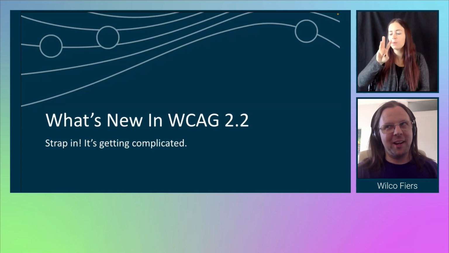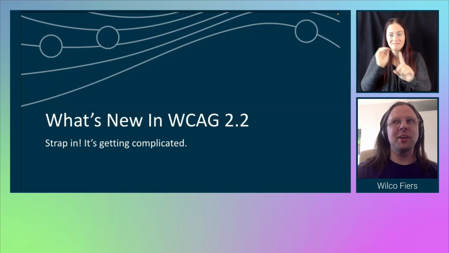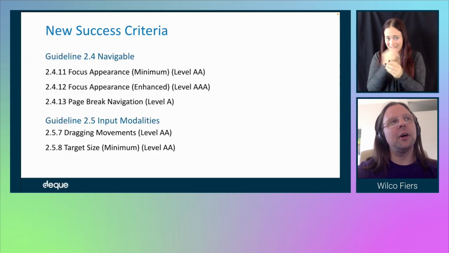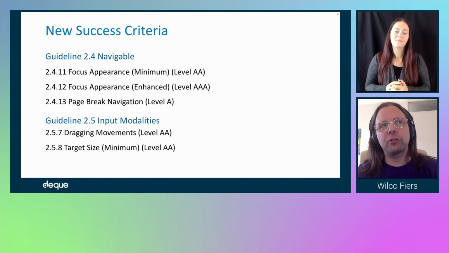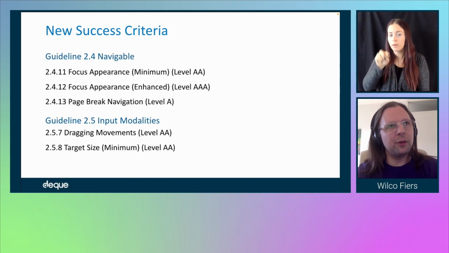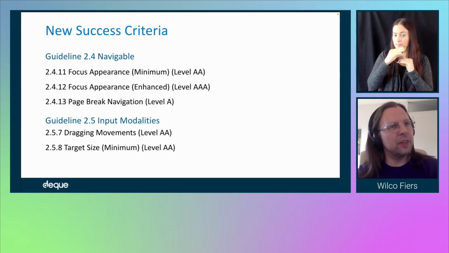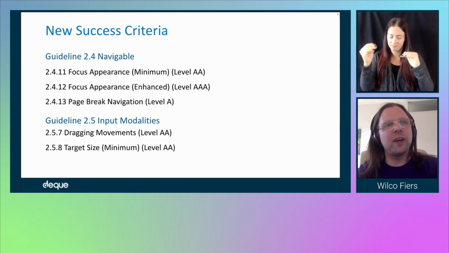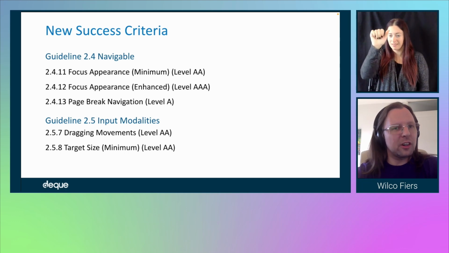And I just want to give everybody a heads up. It's going to get a little bit complicated, so strap in. The new success criteria for guideline 2.4, Navigable, are Focus Appearance Minimum and Focus Appearance Enhanced. And then there is Page Break Navigation. For guideline 2.5, Input Modalities, there's Dragging Movements and Target Size Minimum.